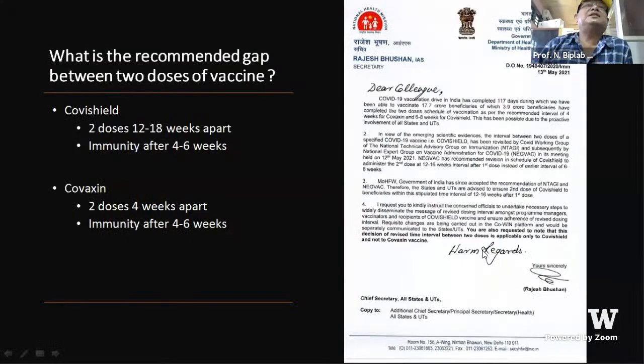Now, what is the recommended gap between the 2 doses of vaccination? Covishield about 12 to 18 weeks apart, and we know that the immunity develops after about 4 to 6 weeks. And Covaxin, 2 doses, 4 weeks apart, and the immunity after about 4 to 6 weeks.